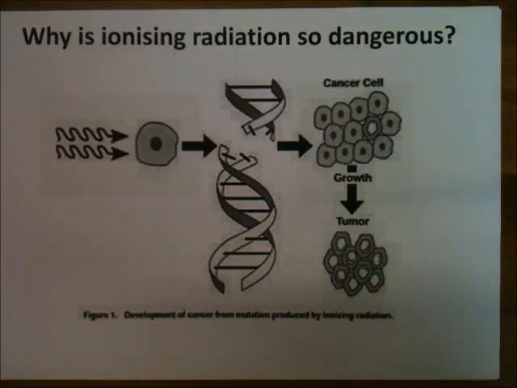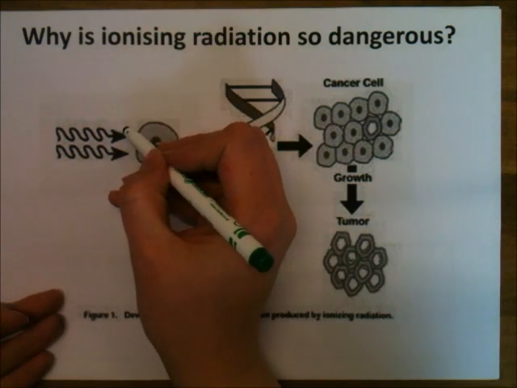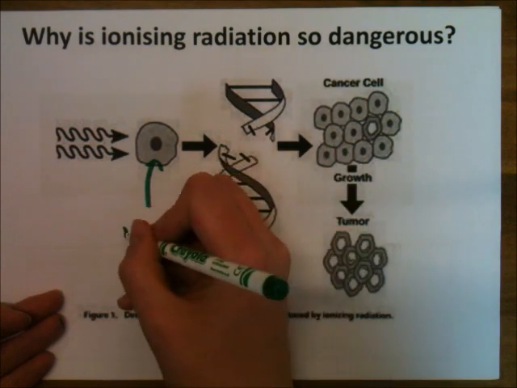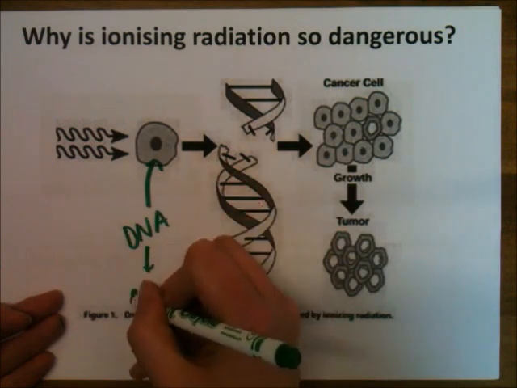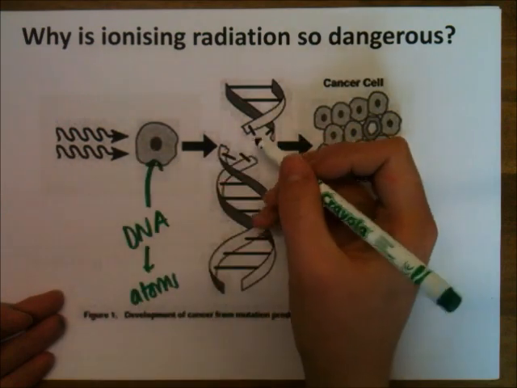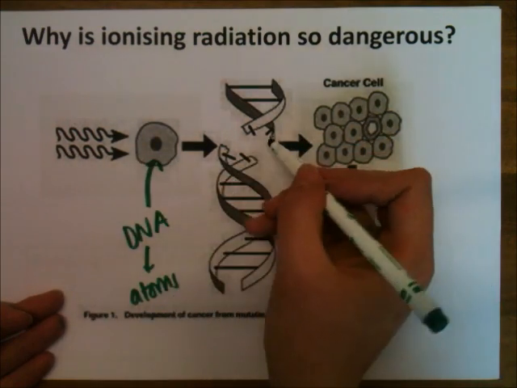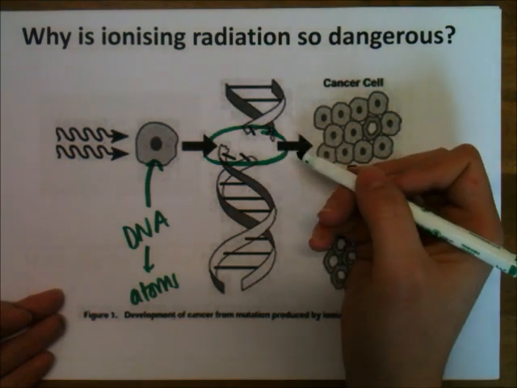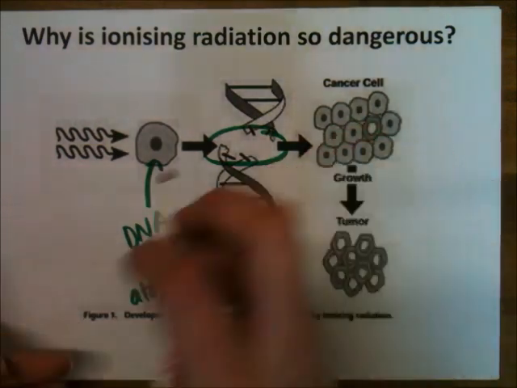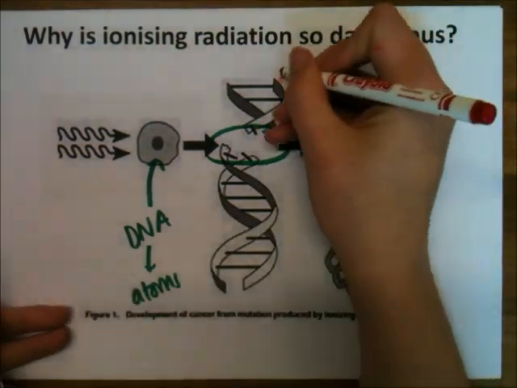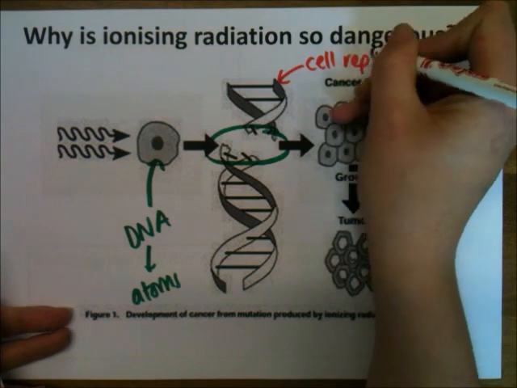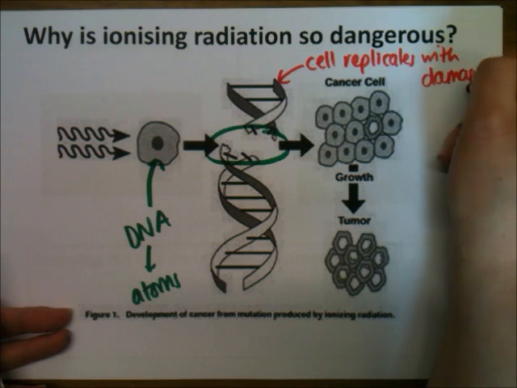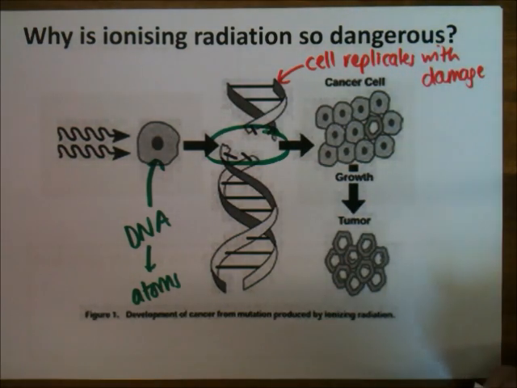So why is it so dangerous? So if I think about my ionising radiation hitting a cell, cells are made of atoms. Inside a cell there is DNA, which is also made of atoms. If some of that ionising radiation damages an atom in DNA, so I've got here some damage, by removing an electron, then when the cell replicates, it will replicate wrongly with the damage still there. When it replicates, it just replicates identically, it doesn't heal itself.